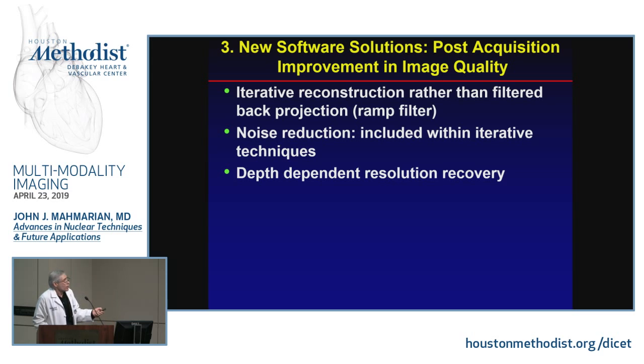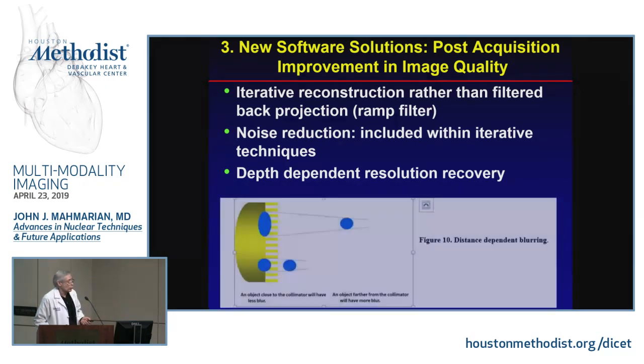Okay, what about software solutions? Obviously, in everything we do now, instead of using ramp filters, we use iterative reconstruction. That's the same thing with CT, incidentally. CT used to use a ramp filter in terms of doing back projection, but now we do iterative reconstruction to improve our image quality and to get rid of a lot of the noise. And so both in CT and nuclear, this has become an important way of doing things.